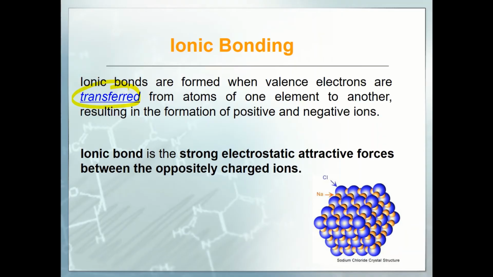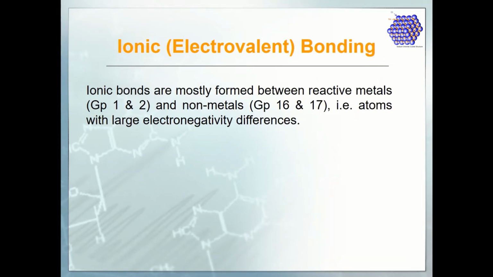So what do we define as an ionic bond? The ionic bond is the electrostatic attraction between oppositely charged ions. Take note that ionic bonds are usually formed between reactive metals, which are your group 1 and group 2, as well as non-metals. In other words, we are talking about atoms with large electronegativity differences.